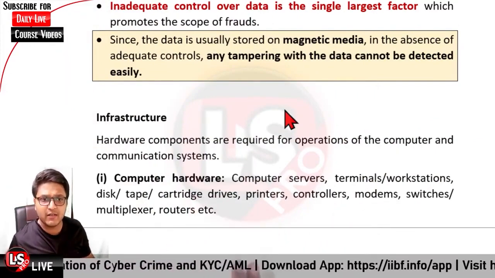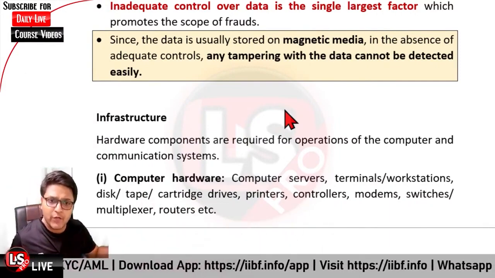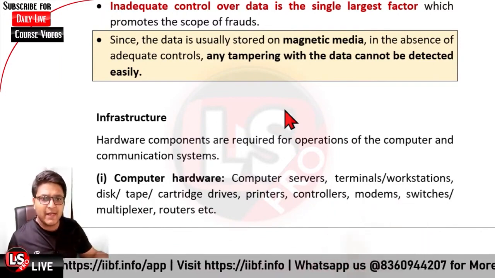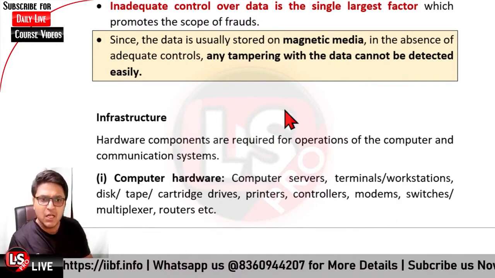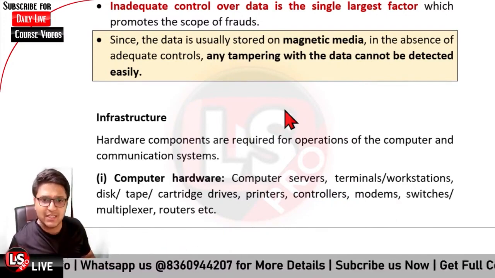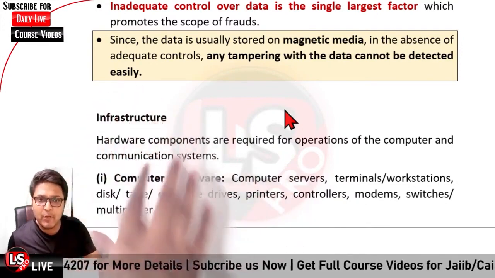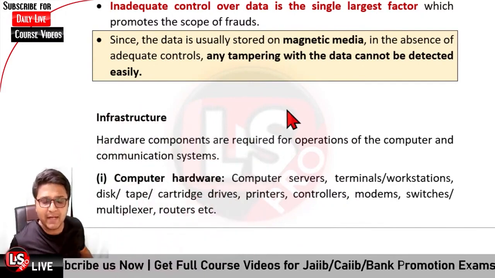First of all, it is regarding the computer hardware. It could be the computer server we are using, different nodes, terminals or workstations, magnetic media, printers, modems, switches, multiplexers, whatever hardware components are there to deal with the data. These are the components of CBS, the computer hardware we are dealing with in the banking infrastructure.